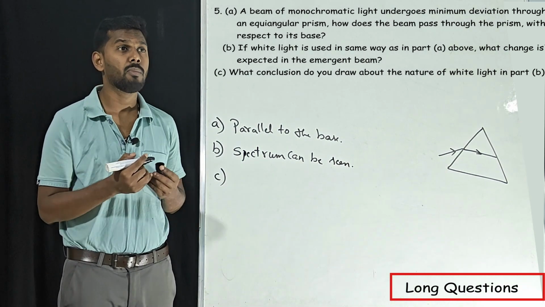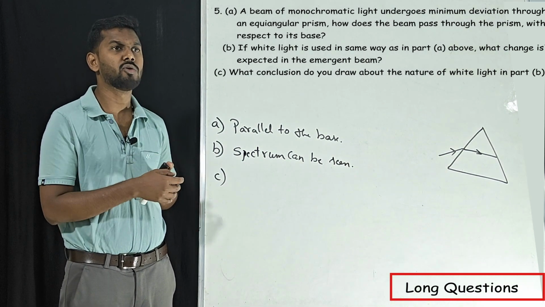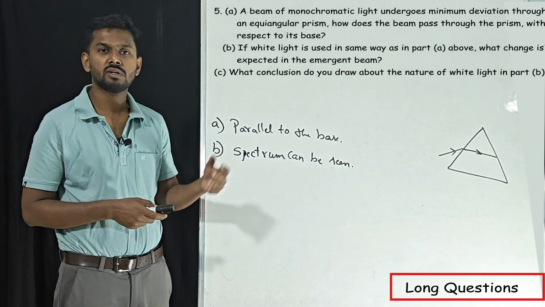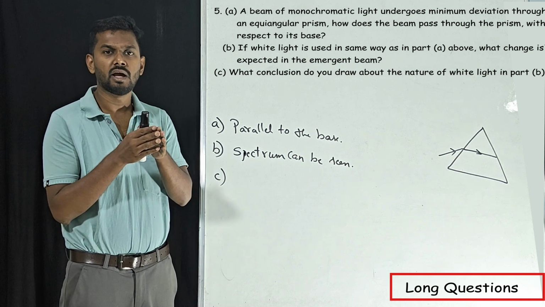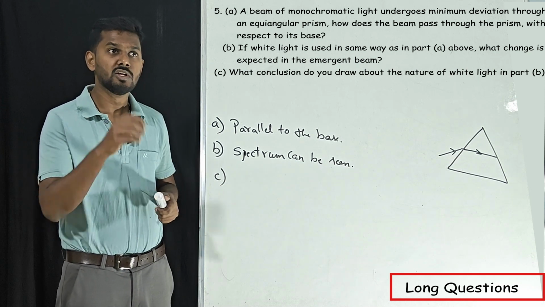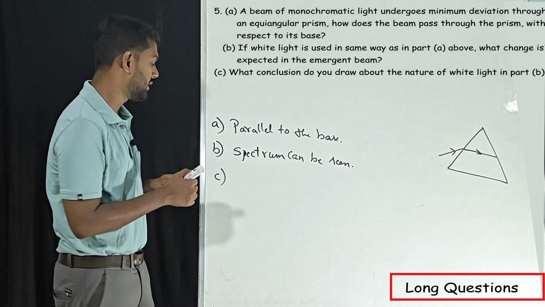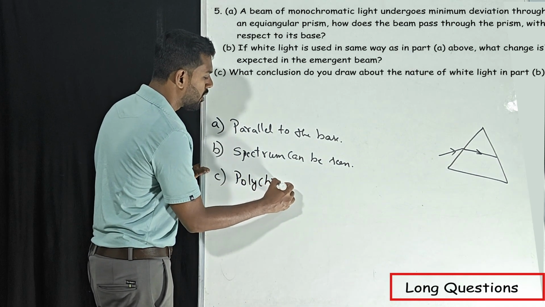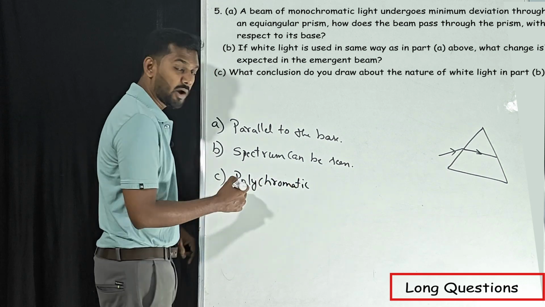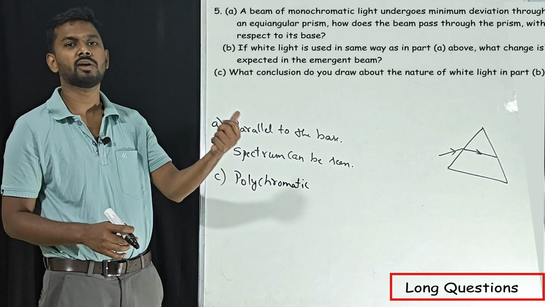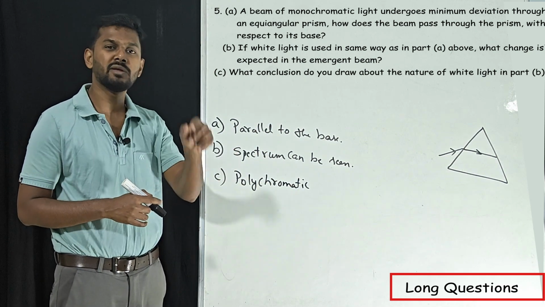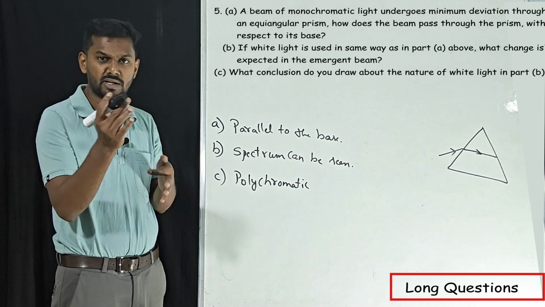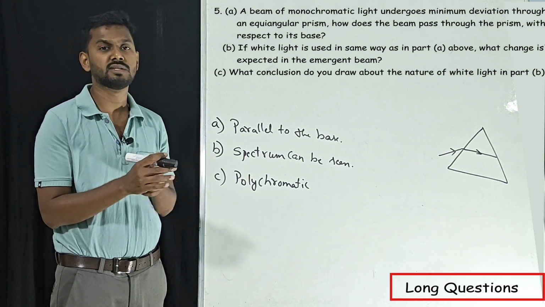Then part C: what conclusion do you draw about the nature of white light in part B? We know that because of white light we are getting 7 different colors. So white light is polychromatic. You have to write it in a sentence: white light is polychromatic in nature. Monochromatic means only a single color. Polychromatic means white has many different colors inside it.